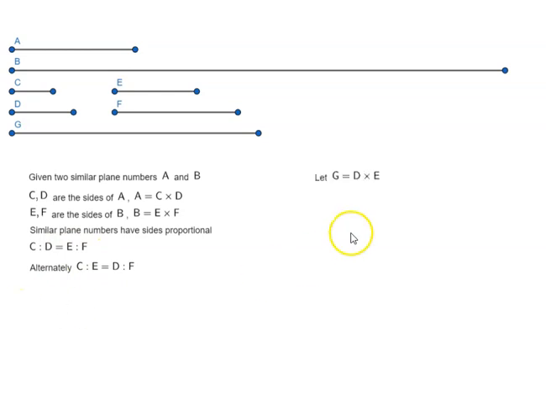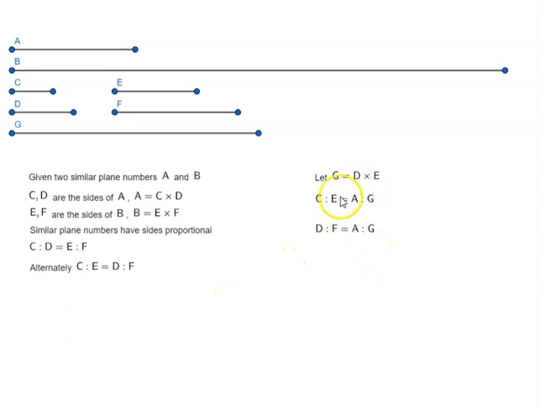Now, let G be another plane number which is the product of D and E. That means C is to E as A is to G. How? C measures A D number of times and E measures G D number of times. So same number of times, so we can say C is to E is equal to A is to G. Similarly, D is to F is equal to A is to G.